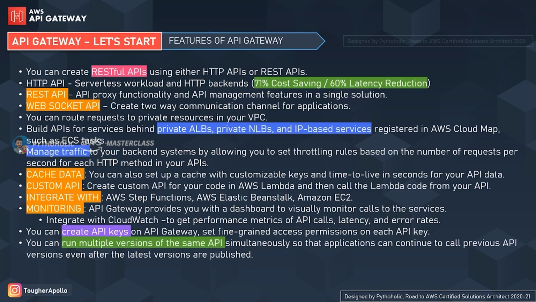Okay, so further enhancing the security, you can create API keys on API Gateway and set access permissions on each API key, so that you have the control of who can access the APIs and what level of actions they can perform. And last but not the least, a very important one that we have already discussed before, you can run multiple versions of the same API simultaneously, so that applications can continue to call previous API versions even after the latest version has been published. I think this we have already discussed before, and it is a very important point. So I hope that was clear.